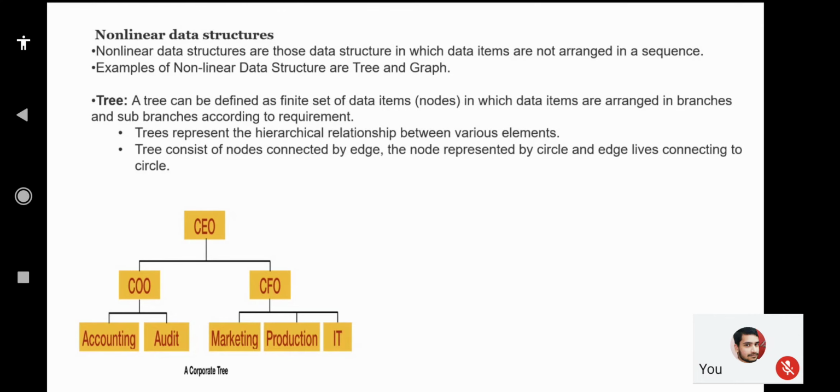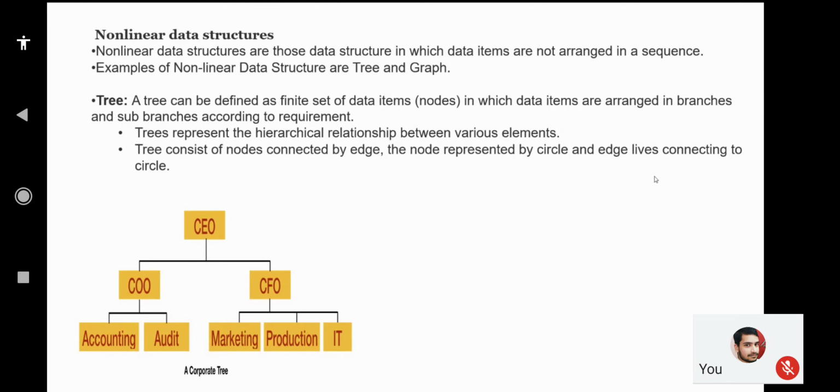The nodes that are present in the last level are known as leaf nodes. Mind it, a leaf node has no children. And the nodes placed in between the root and the leaf nodes are known as intermediate nodes. So this is the example of a tree.